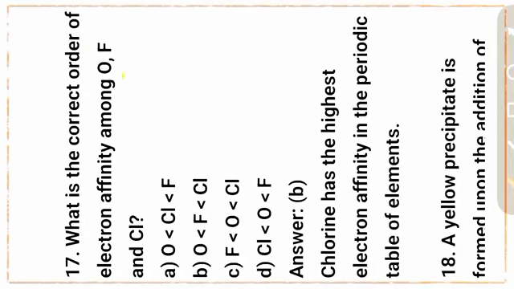Okay. Question number 17. What is the correct order of electron affinity among oxygen, fluorine, and chlorine? That is option B, oxygen less than fluorine less than chlorine. To explain this part, chlorine has the highest electron affinity in the periodic table of elements.